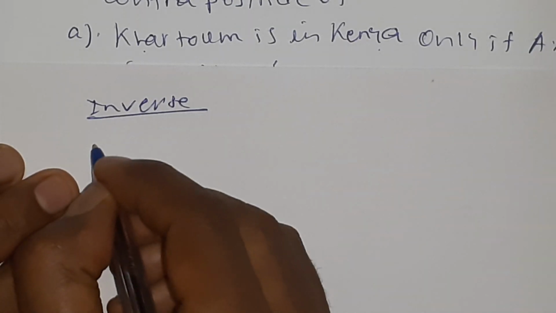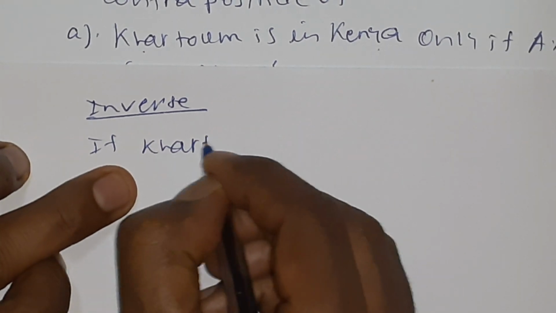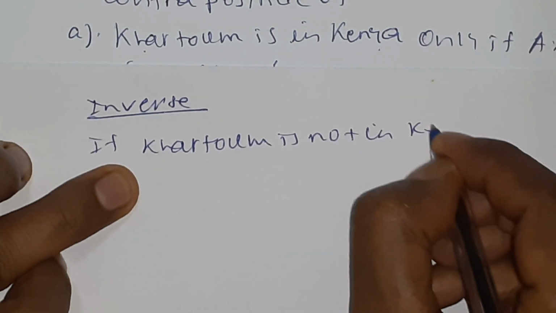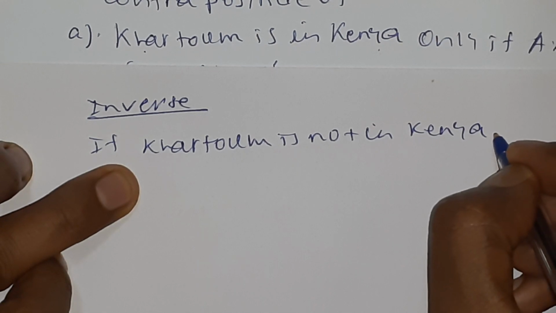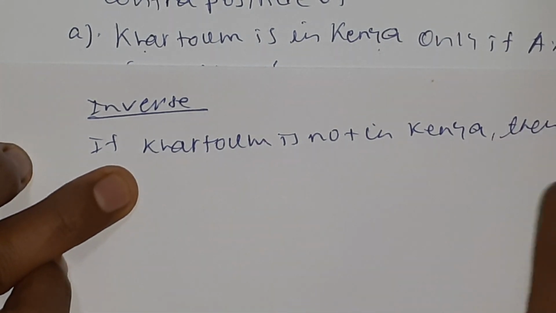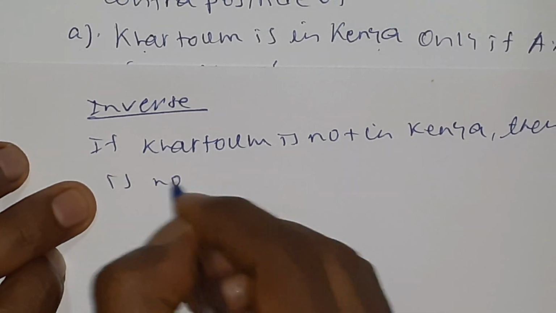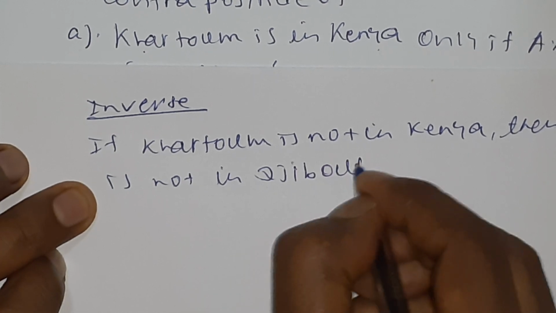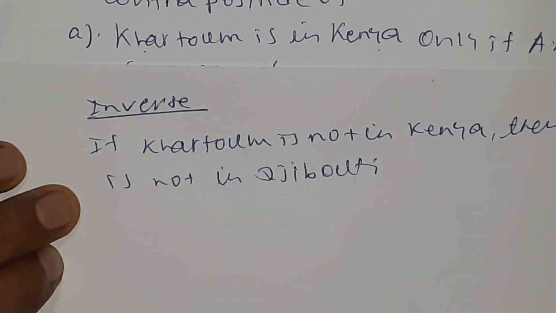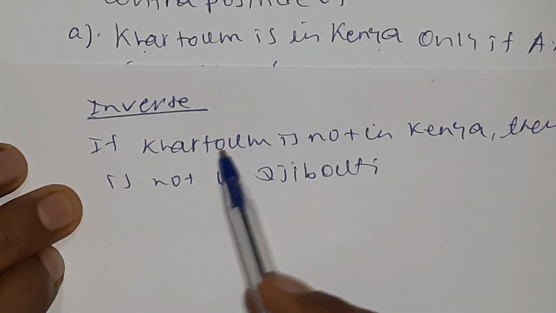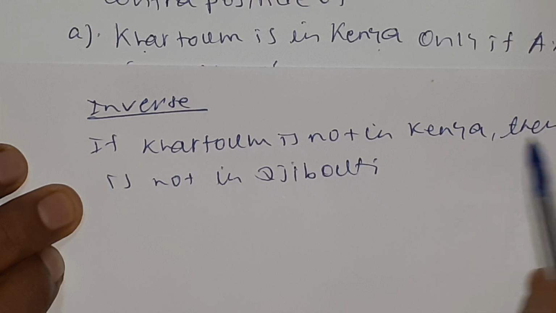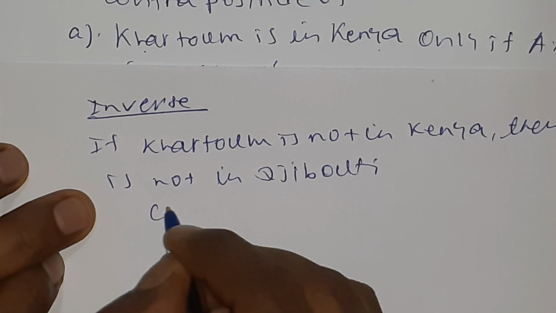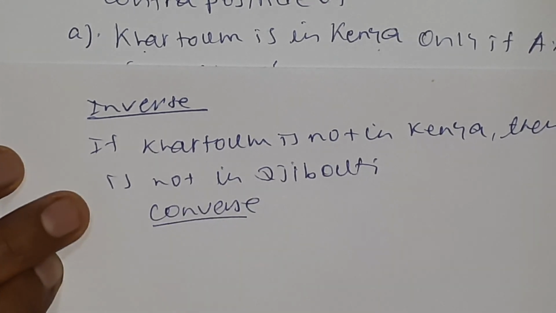that is, if Khartoum is not in Kenya, then Addis Ababa is not in Djibouti. That is the inverse of the statement. Or as it is, without any change: Khartoum is not in Kenya only if Addis Ababa is not in Djibouti. They are equivalent.